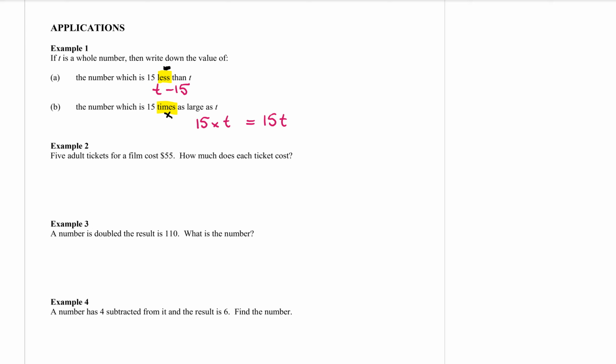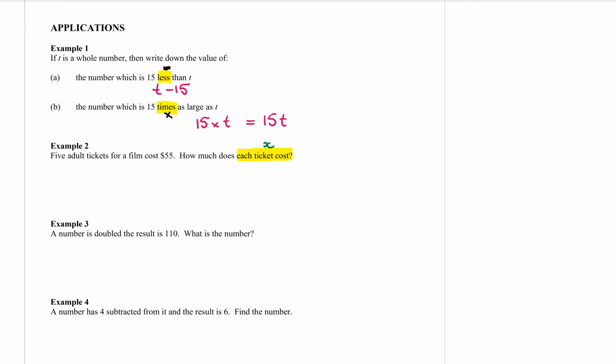Okay, so in example 2, we want to make an equation here. It says 5 adult tickets for a film cost $55. How much does each ticket cost? So we need to decide on a pronumeral, a letter that we're going to use in this equation. Now, what we're trying to find is the cost of a ticket. So that's what our letter is going to be. I'm going to call that x. Okay, x is a good letter to use. So the cost of the ticket is going to be x.